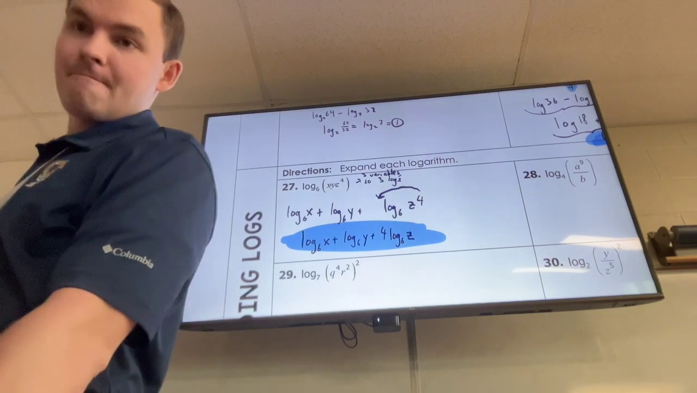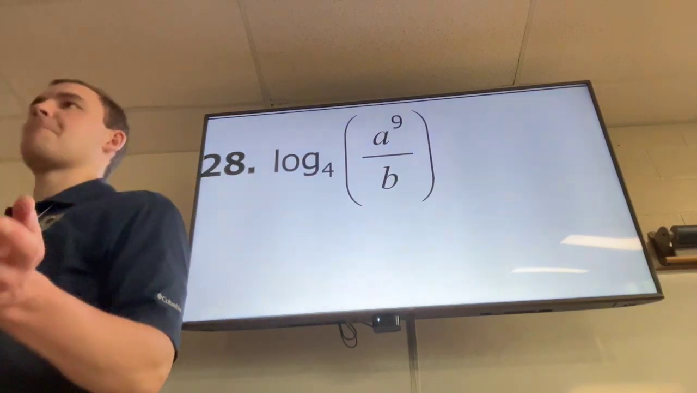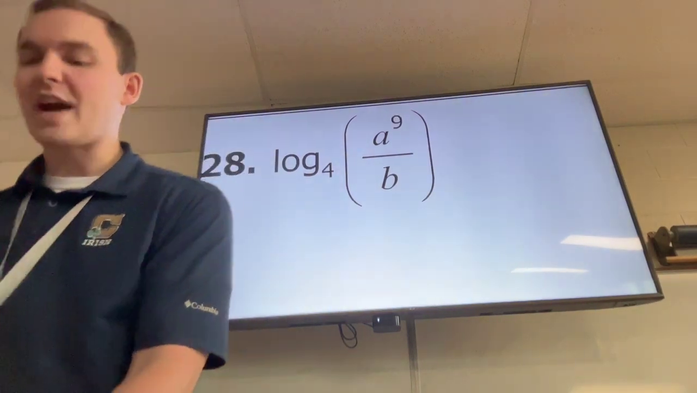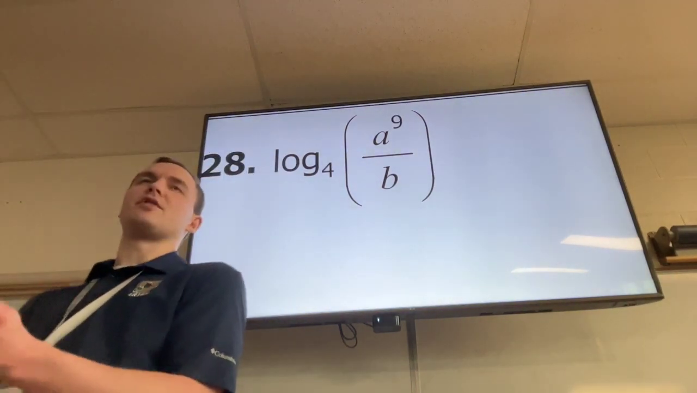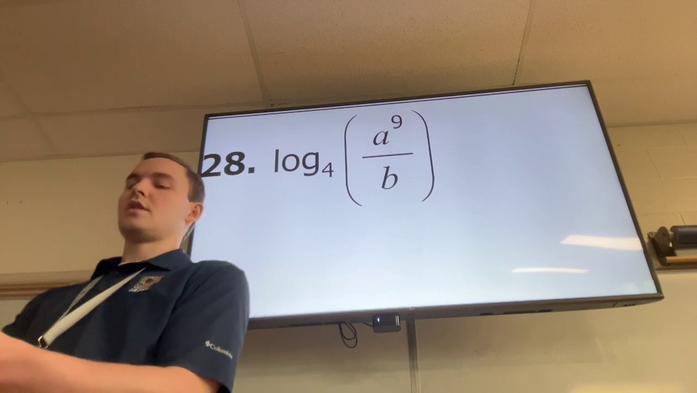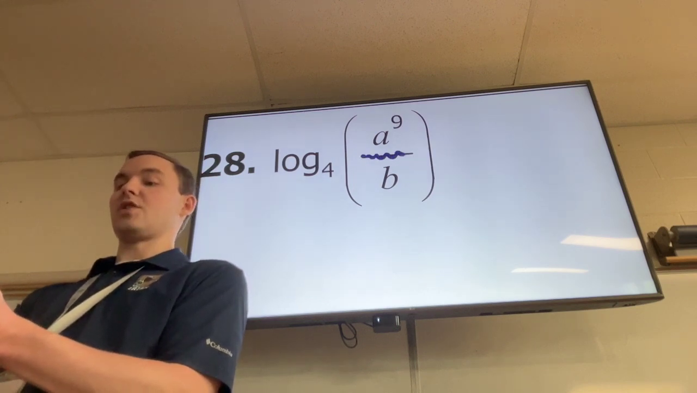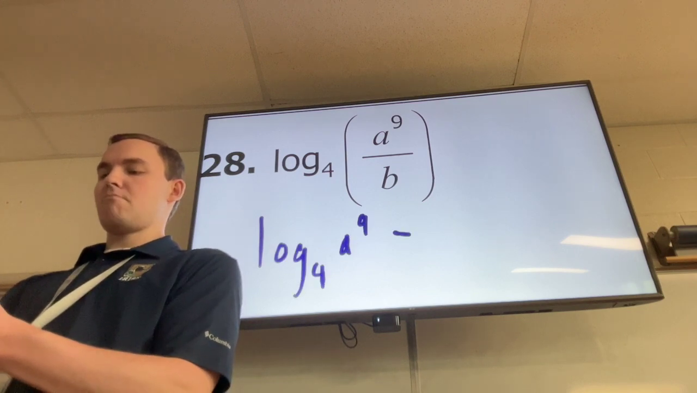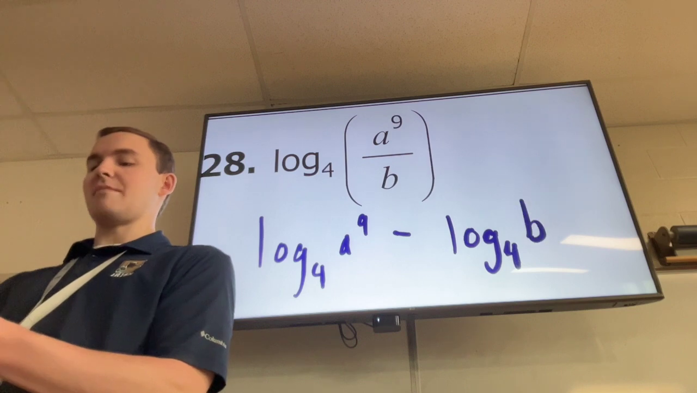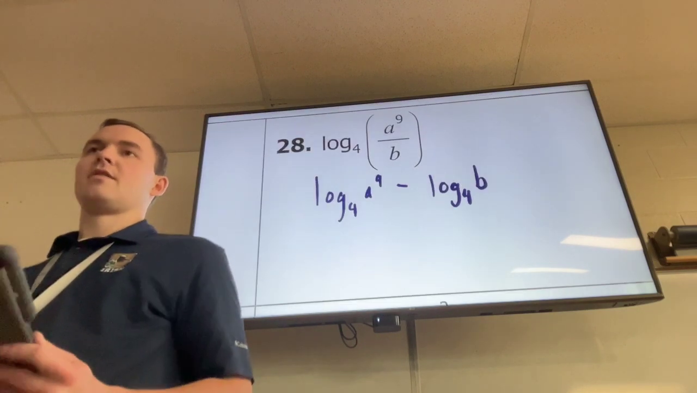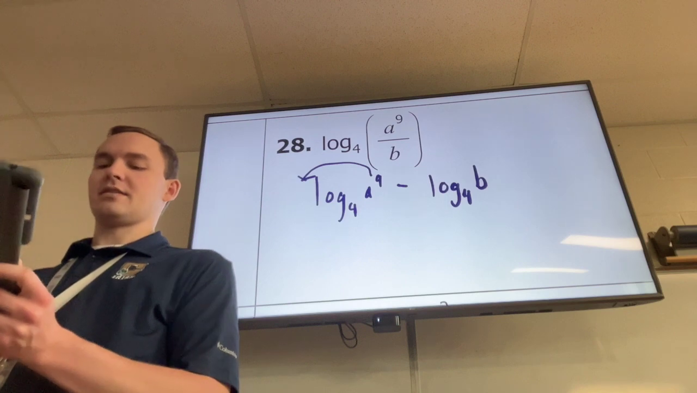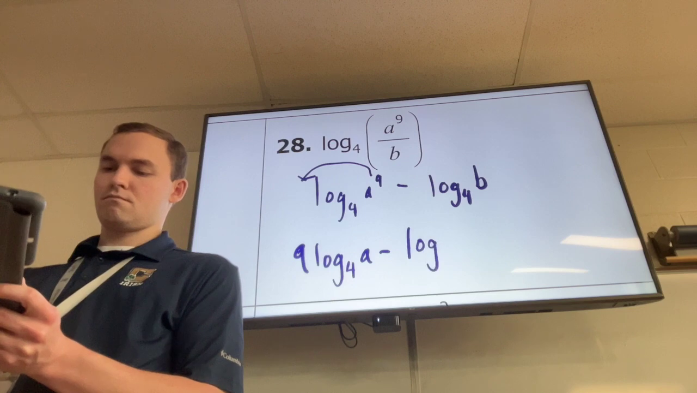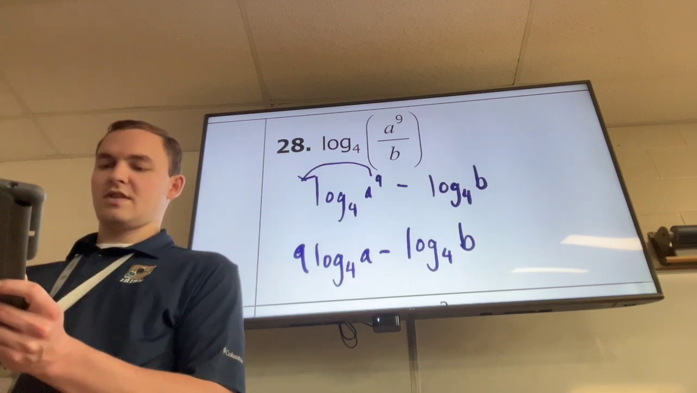Can I do 28? So how many variables do I have here? 2. So how many logs am I going to have? 2. Am I going to write this as a sum or difference of two logarithms? Difference. Why is that? Division, right? So it's going to be log base 4 of a to the 9 minus log base 4 of b. And then my last step here is what? Take out the 9. There you go, kids.